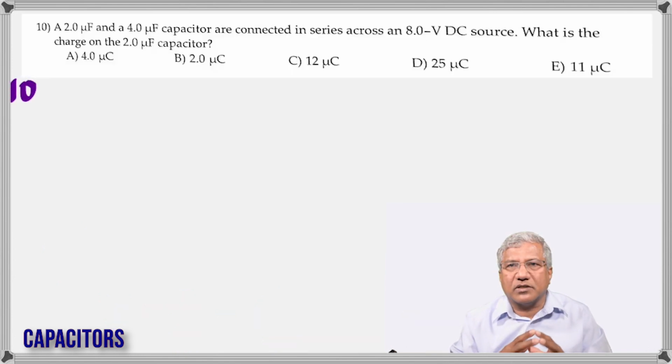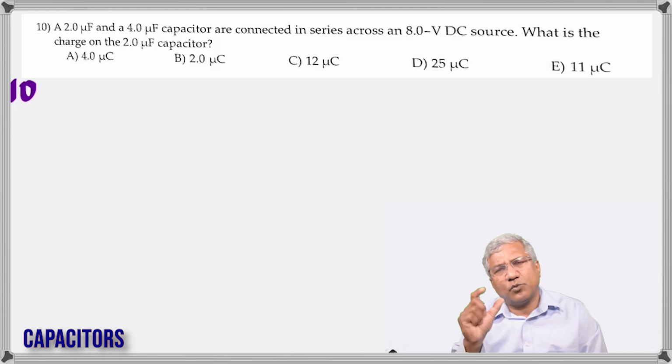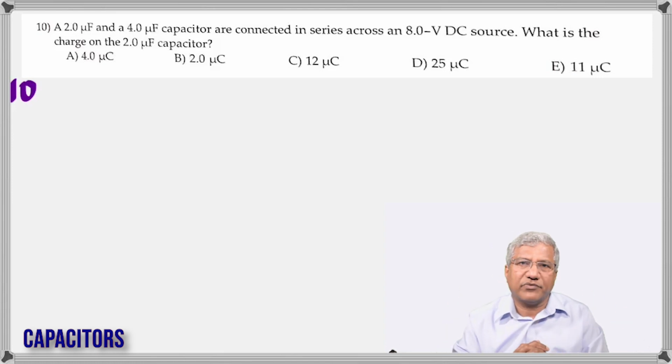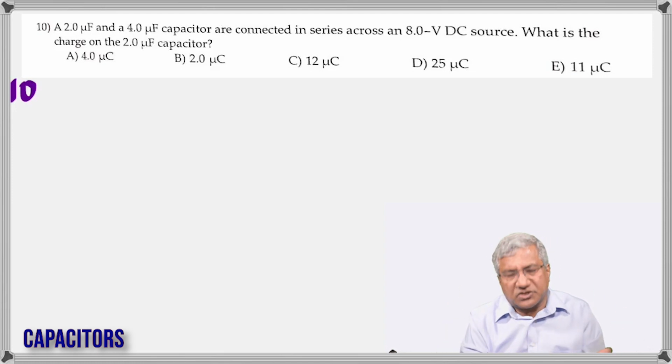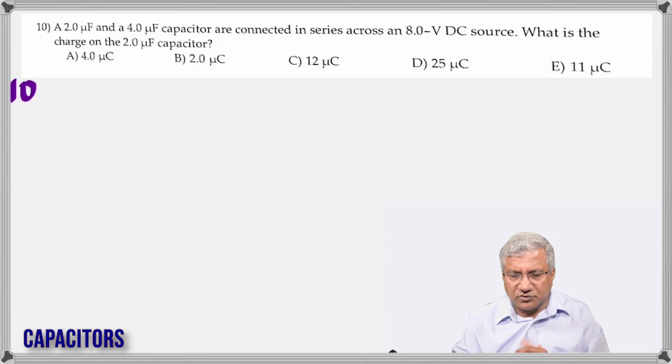So the next one, number 10, a 2 and a 4 microfarad capacitor are connected in series with an 8-volt DC source. What's the charge on the 2 microfarad capacitor? What do we know about a series combination of capacitors? We know that the charge on both will be the same. Yes. So whatever is the charge on the 2 microfarad will be the charge on the 4 microfarad. So that's what we're asked to find. But to do that, we have to find the equivalent capacitance.